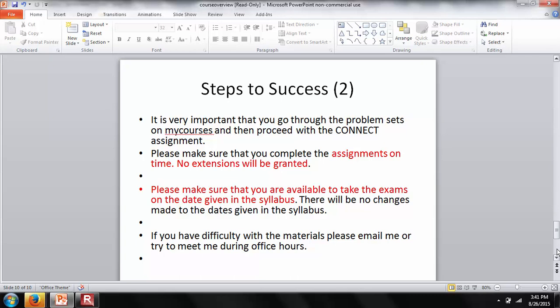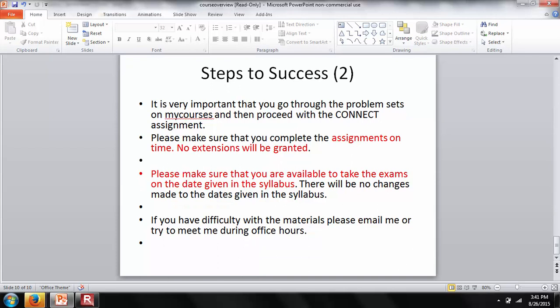And also please make sure that you are available to take the exams on the date given in the syllabus. And I try to stick to the syllabus, which means that you definitely want to be aware and available to take the exam on those dates.